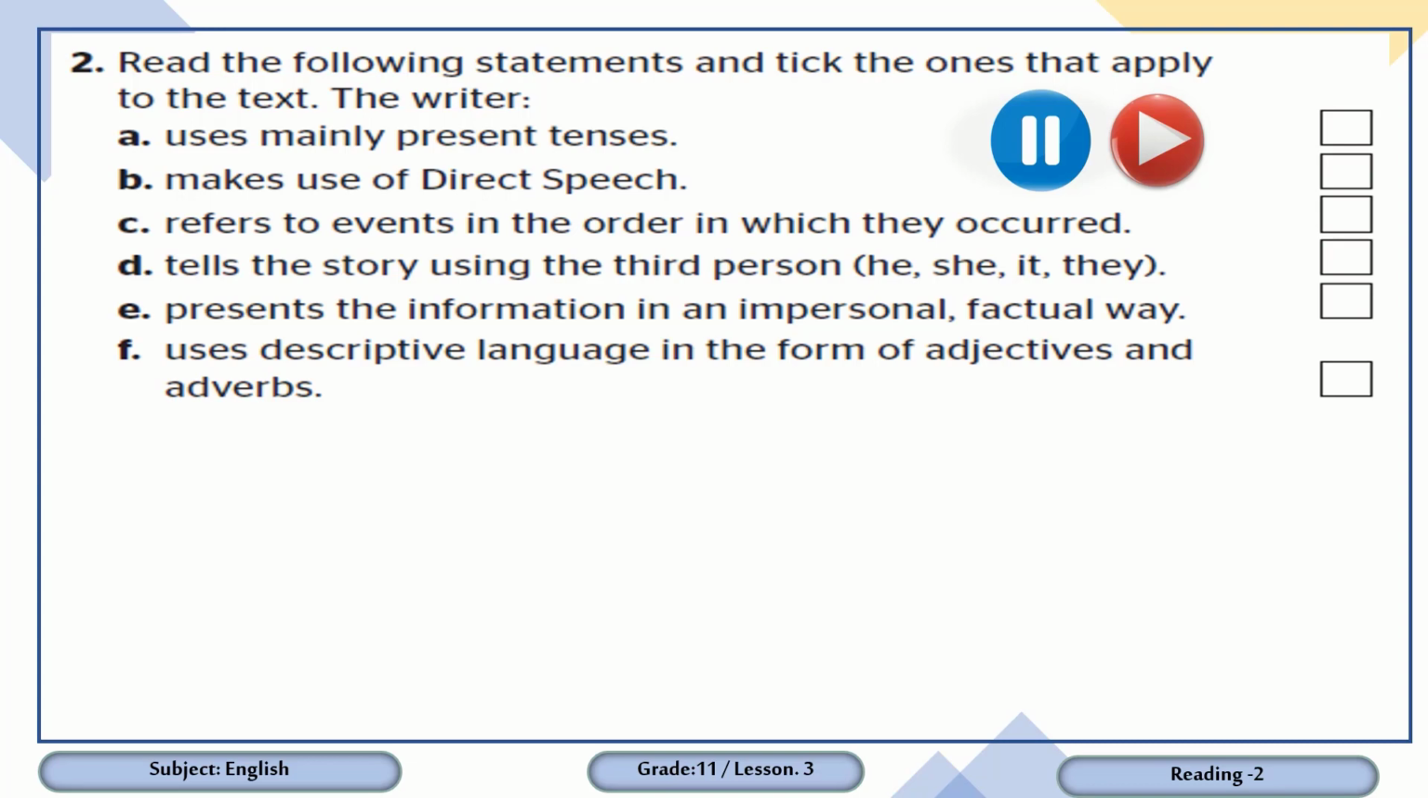Letter D. The writer tells the story using the third person he, she, it, or they. Letter E. The writer presents the information in an impersonal, factual way. Letter F. The writer uses descriptive language in the form of adjectives and adverbs. Please pause the video for some time, get your answers ready. After that, play the video again in order to check your answers.